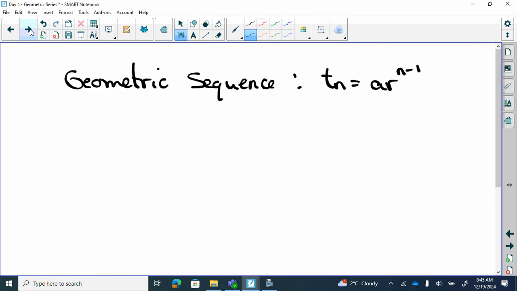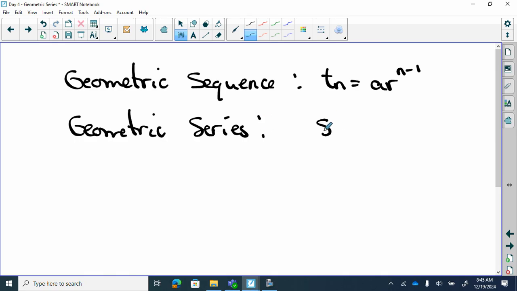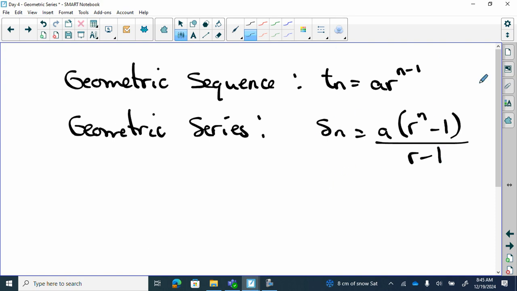Cool? And once again, we have the geometric series, and that was Sn equals A times R to the n minus 1 all over R minus 1. This if you're looking for a specific term or the number of terms. This formula would help you if you wanted to find an indicated term or the last term, if you wanted to find the first term or the common ratio or the number of terms. Those are the elements of that formula.